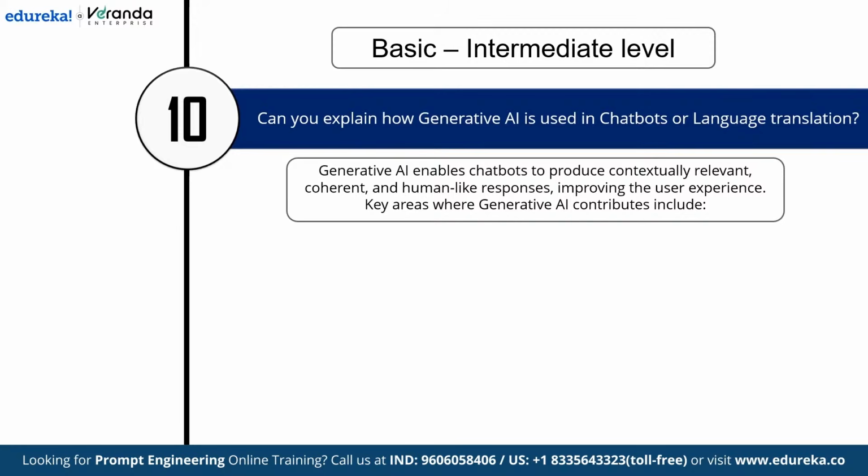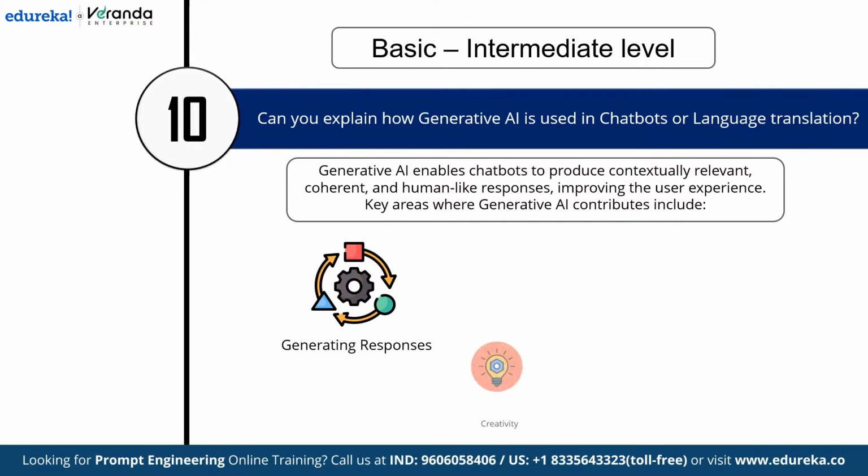Key areas where generative AI contributes include generating responses. By leveraging large language models, generative AI can produce more natural and engaging responses, making chatbot interactions feel more human-like. Next, creativity. Generative AI can be used to generate creative content such as poems, stories, or scripts, which can be incorporated into chatbot conversations to make them more entertaining and engaging.